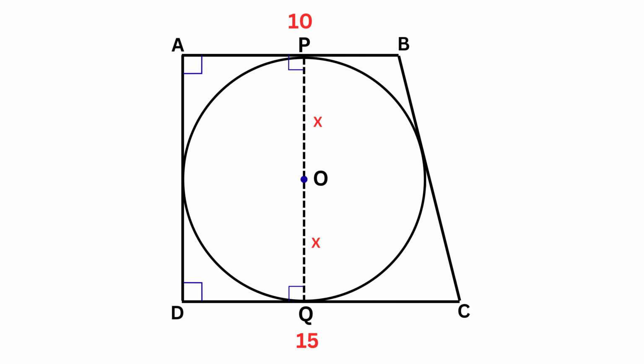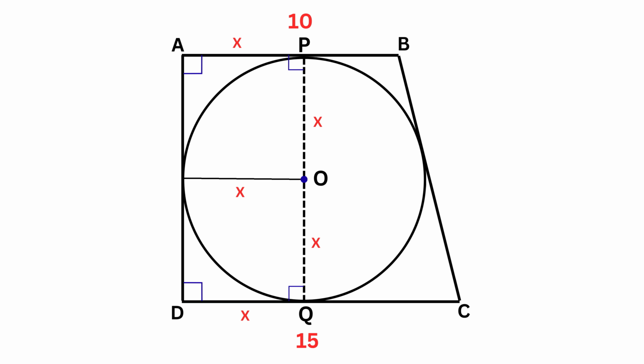Because both of these radii are perpendicular to the top and bottom sides, and the left angles are right angles, the shape APQD forms a perfect rectangle. If we draw the horizontal radius to the left side, it is also equal to x. This means side AP also equals x. Similarly, side DQ also equals x.